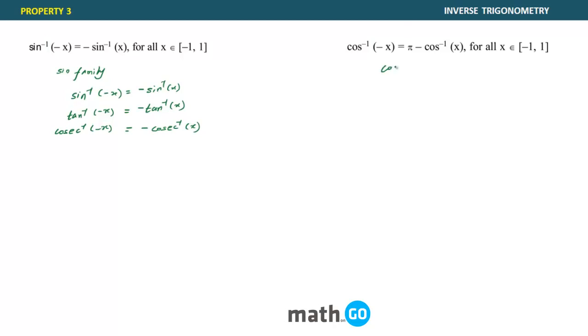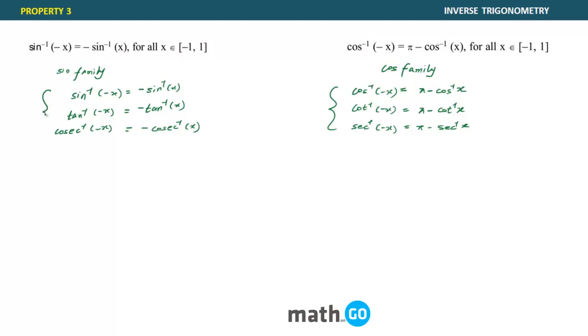Whereas for the cos family, what is the rule? If there is a negation inside the inverse, you will write pi minus cos inverse x. The same rule is applied for cot inverse of minus x, and the same is repeated for secant inverse of minus x, which is the third member of the cosine family. So you can remember all these properties using the sine family and the cos family.